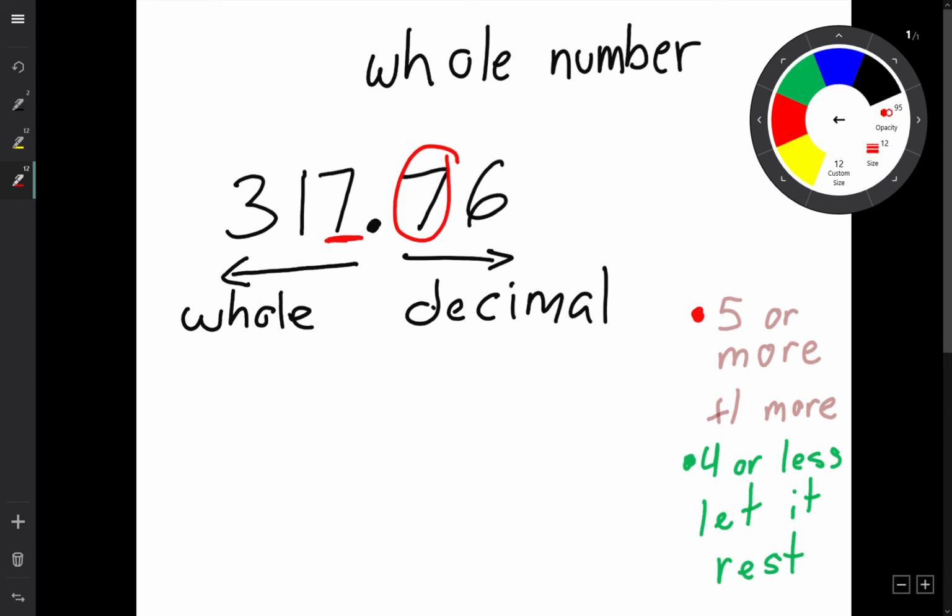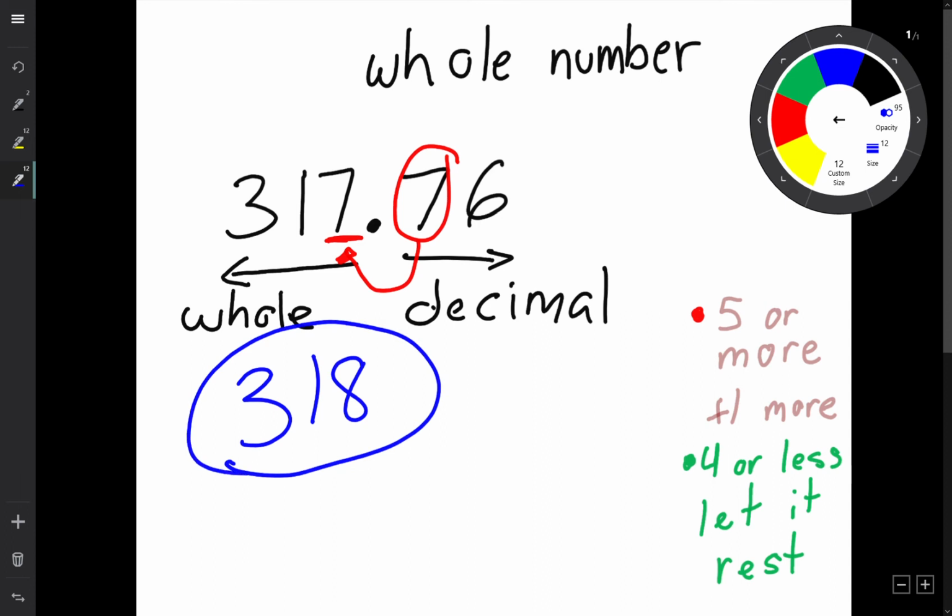It's a 7, so indeed it is 5 or more, and that means I have to add one more to my underlined number. This becomes 318. Now again, I could write the decimal into 00, but because they are zeros, I don't need to. To the nearest whole number, that number is 318. Pretty simple.